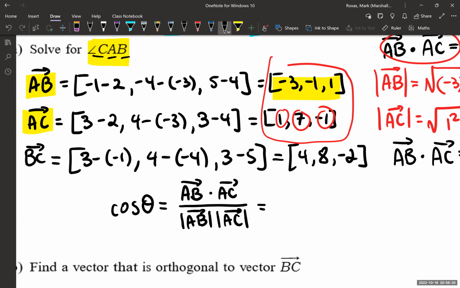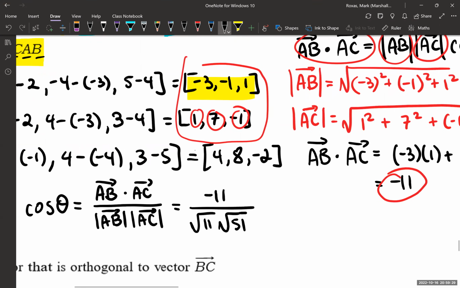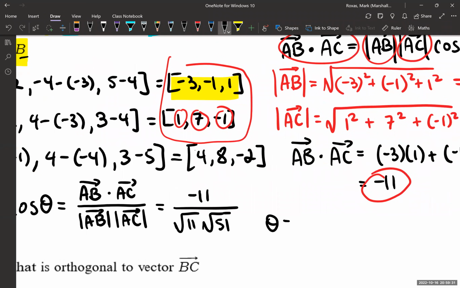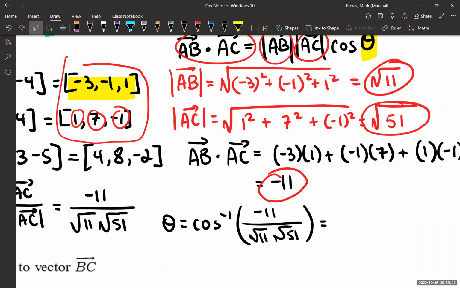Plugging in the values, I got -11 for the dot product divided by the square root of 11 and the square root of 51. And then if you solve for theta, theta is the inverse cosine of all of that, -11 over root 11 times root 51. Make sure you calculate this carefully in your calculator.